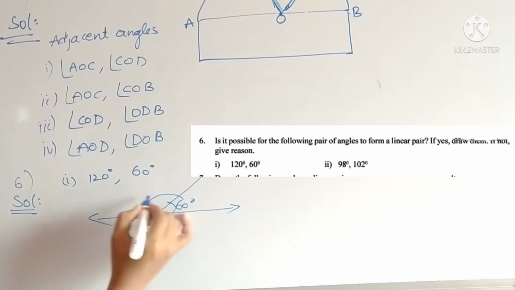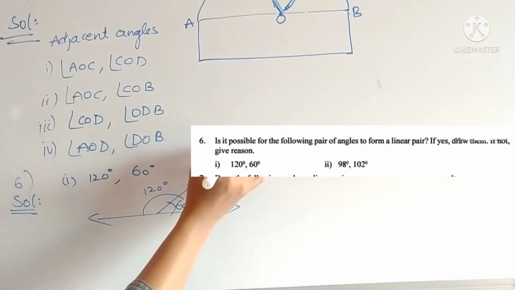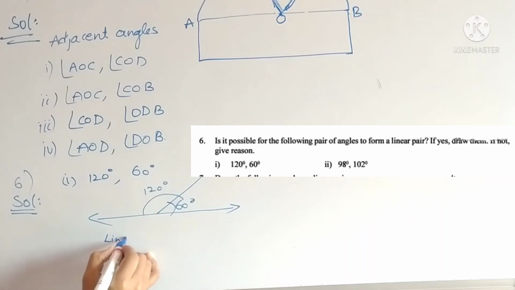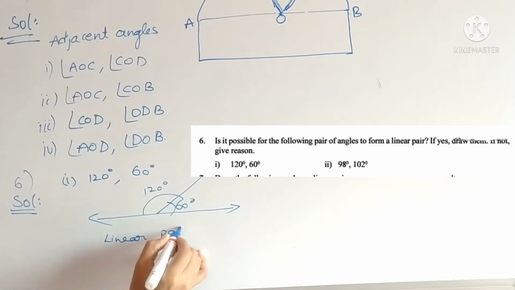60 degrees, 120 degrees. Right. So linear pair.